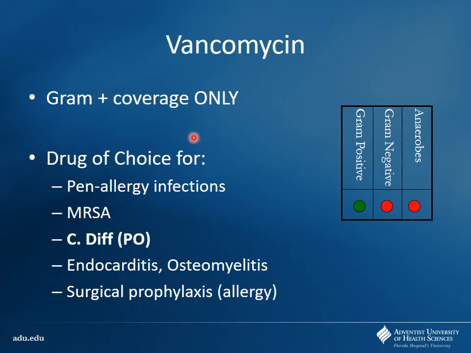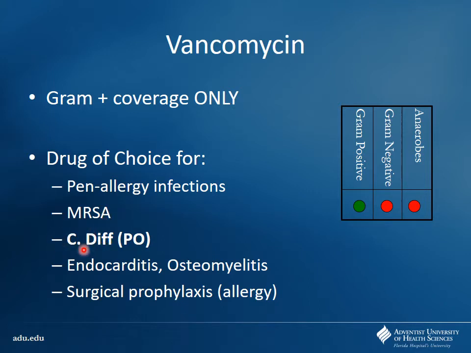So vancomycin only has gram-positive coverage. Really, the only thing we're going to be using it for is to kill gram-positives, especially MRSA. So this is the claim to fame that vancomycin has, it has MRSA coverage. Sometimes you'll use it, especially for surgical prophylaxis in patients who have a penicillin allergy, but this is not done very commonly.